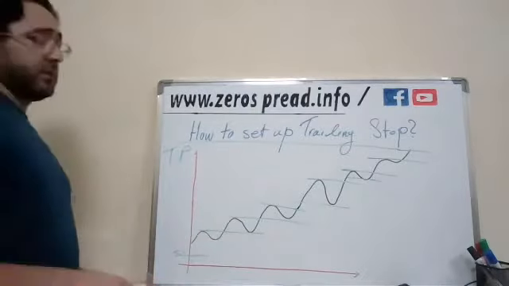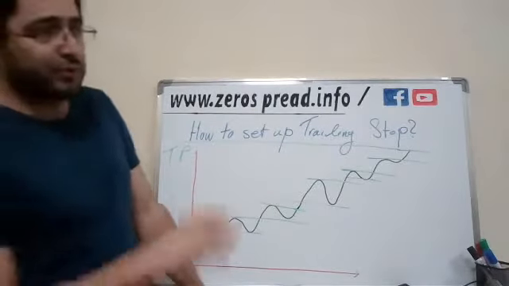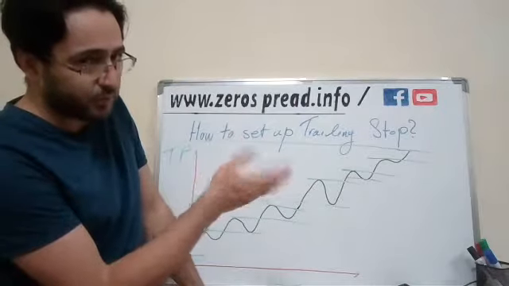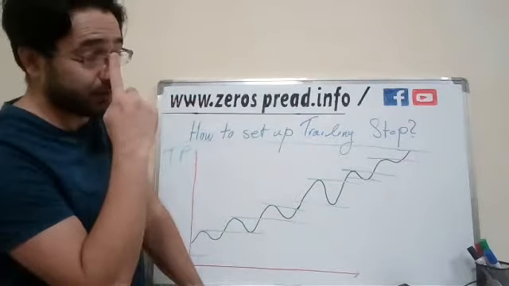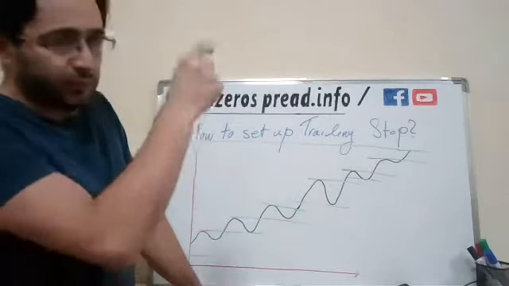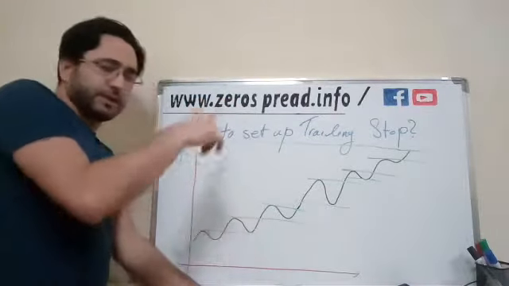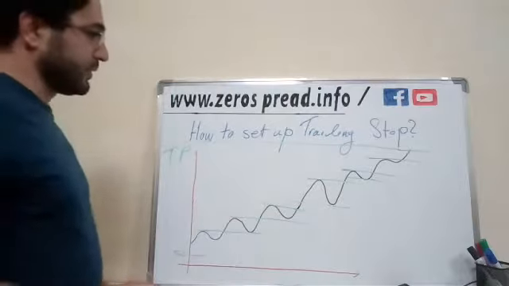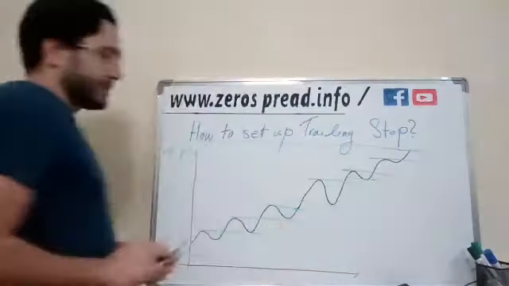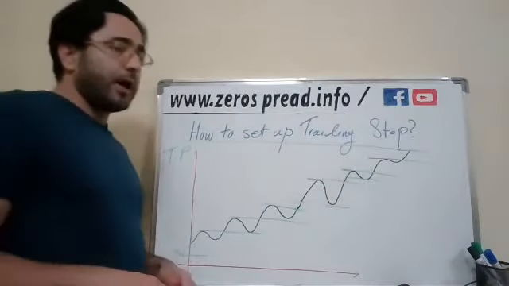About the technical part, as I told in the previous video, you just have to right click on your open position in your MT4 or MT5, and you will find the option Trading Stop. In that option you can select your points. But what is important is to select the right points.